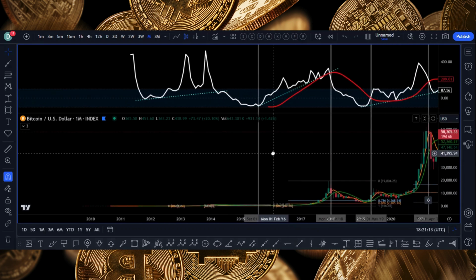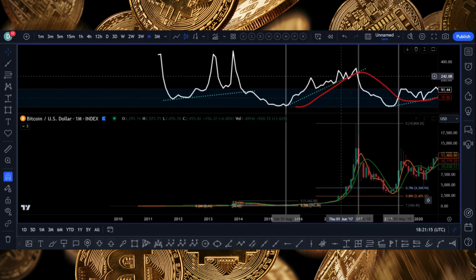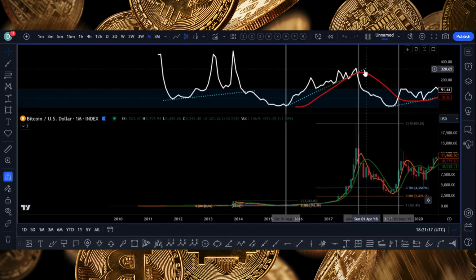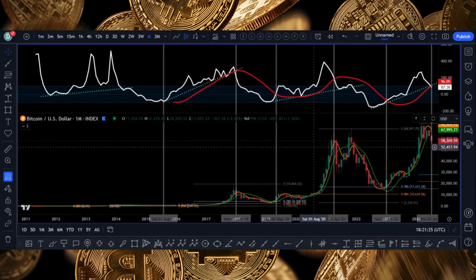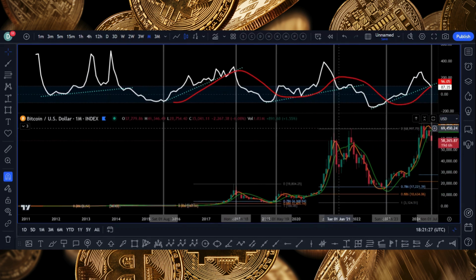So here, your cross of your 10 and your 20, a cross of your signal line, and a pump to the upside. And again, right here: break of trend line, break of signal line, cross of your 10 and 20. Again, over here, break of signal line. You don't actually break your trend line just yet. You did get a cross of your 10 and your 20. And so here you have your bull trap.